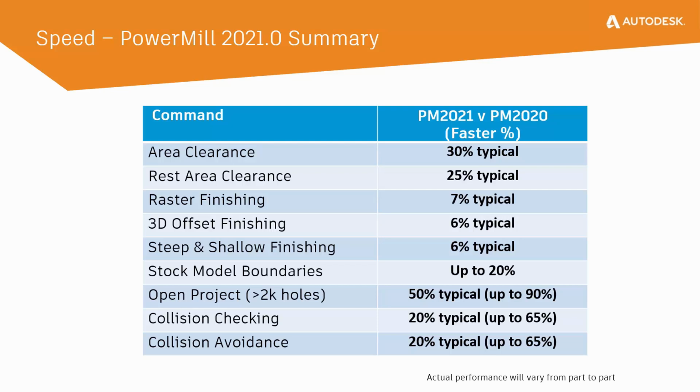Although feedback from our customers, particularly our beta customers that had access to this functionality before it was released to the general public, have reported even bigger performance gains, often as much as 65%. So you can see that we've really focused on making PowerMill faster, and that's fantastic.